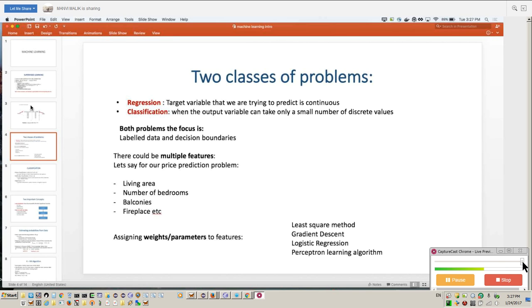I couldn't totally hear what Manvi was saying, but is the summary that what you're calling a decision boundary is basically the regression curve that's fit to the data? Regression curve, Steve, or the different clusters that are being created in the case of a classification problem. Yes. Okay.